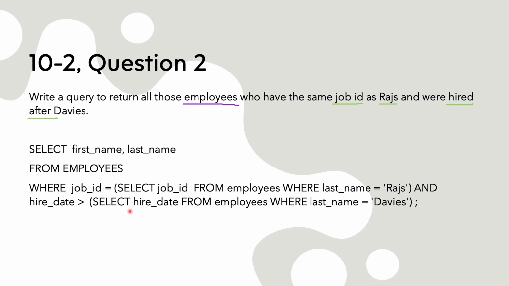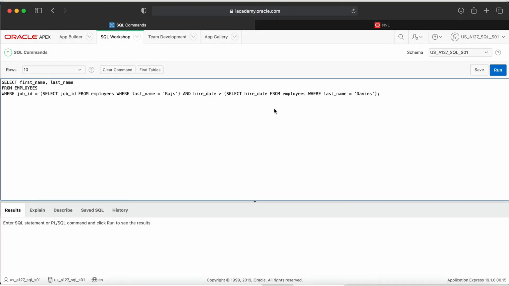And so our second subquery will be selecting the hire date from the employees table, and we want the hire date to be after Davies' hire date. So we'll have where last name is equal to Davies. So again, these 2 subqueries are going to be helping us select employees who have the same job ID as Raj and were hired after Davies. So we'll go ahead and go into Apex and run our code and see what we get. Okay, so I've got our code copied into Apex, and we'll go ahead and run it.